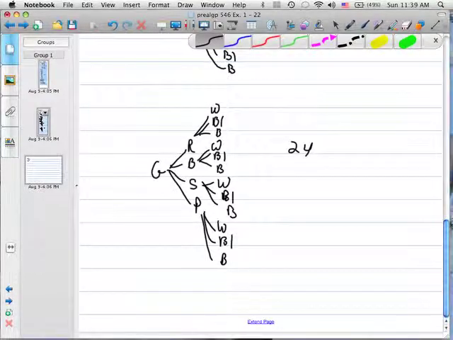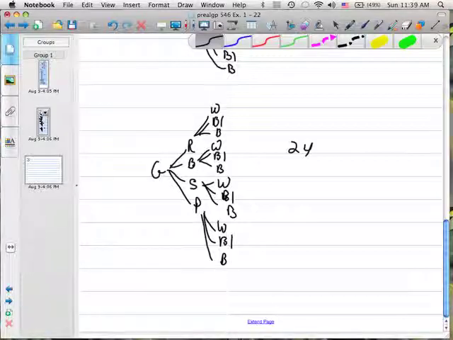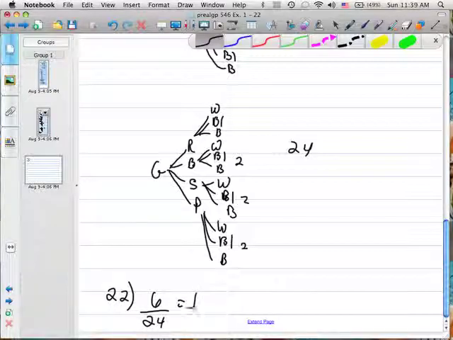And the question for 22, gray slacks, so we're here, not red, so it could be blue, striped, or paisley, and not white. So we have 2 here, 2 here, and 2 here, so a total of 6 possible ways of doing that out of 24, which simplifies to 1/4.